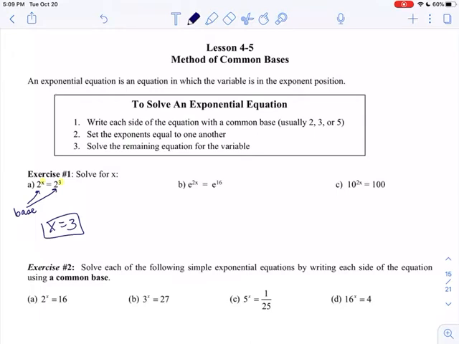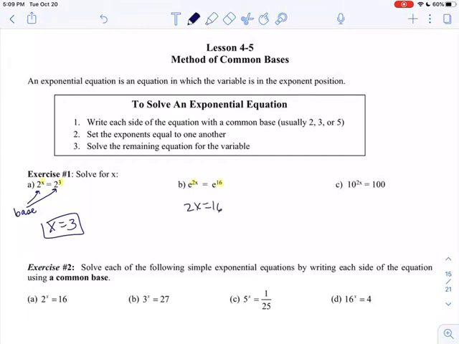Now question B has an e to the 2x and e to the 16th. We're going to see e when we do logarithms in the second part of the chapter. So e is an irrational number. It's equal to 2.71828... It keeps on going on and on, sort of like pi. It's named after the person who discovered it, Euler.